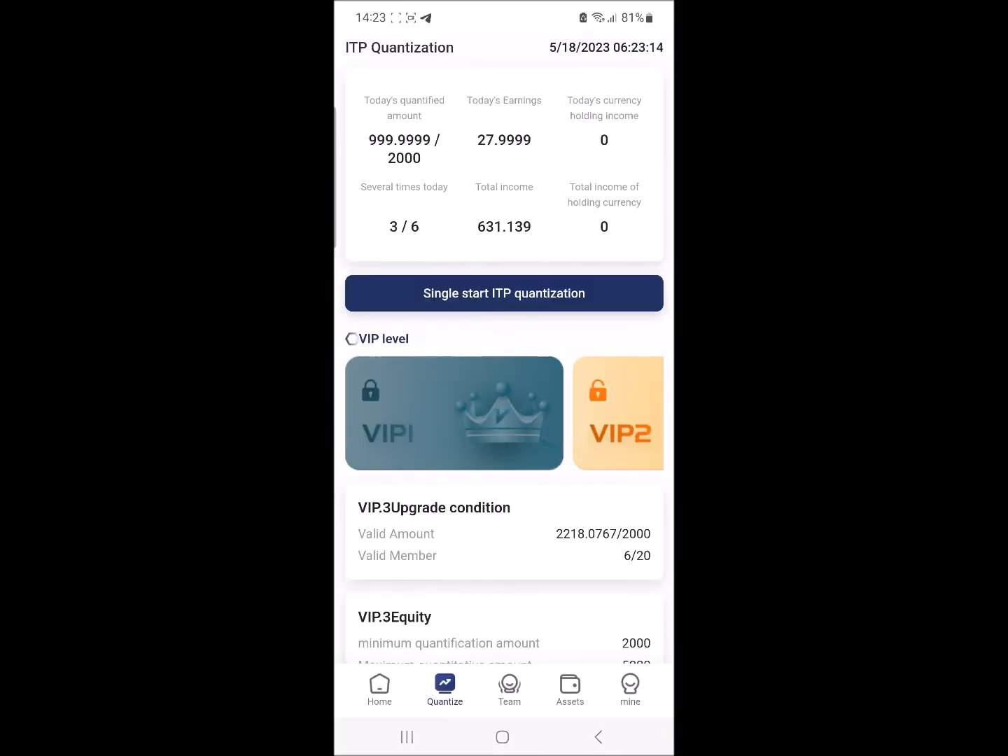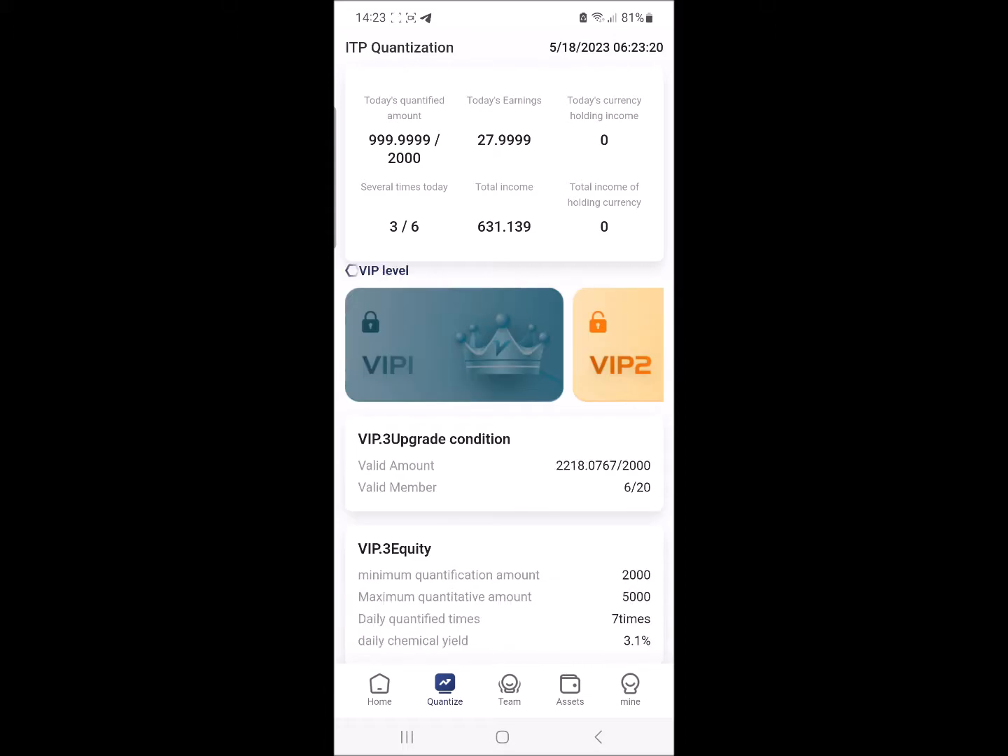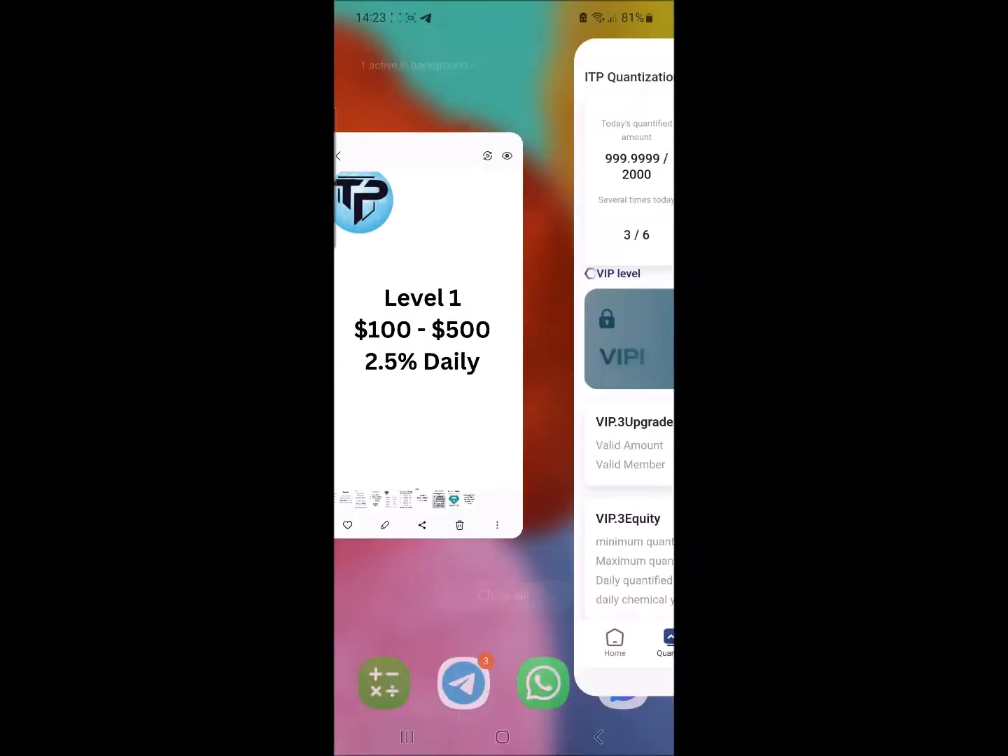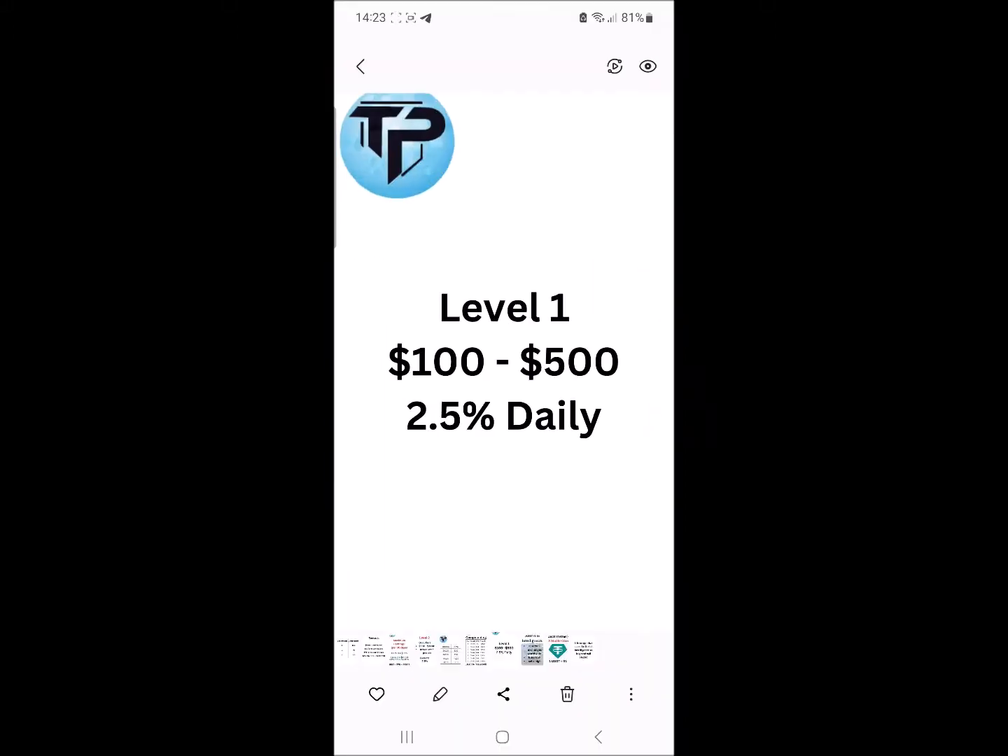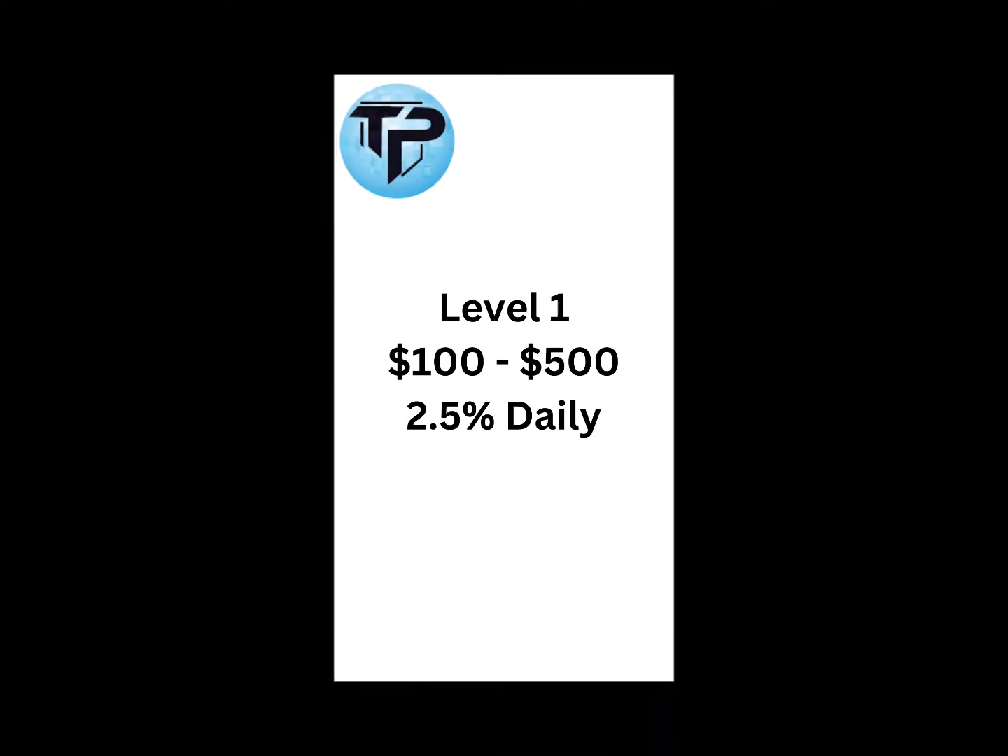Right, before we go on, I'm going to go back to the app. You'll see now it's gone from $18 to $27. I'm just going to press it again, get the quantitative trading going, and I'm going to leave that running in the background as we go back to this presentation. Right, so you can make 2.5% a day.